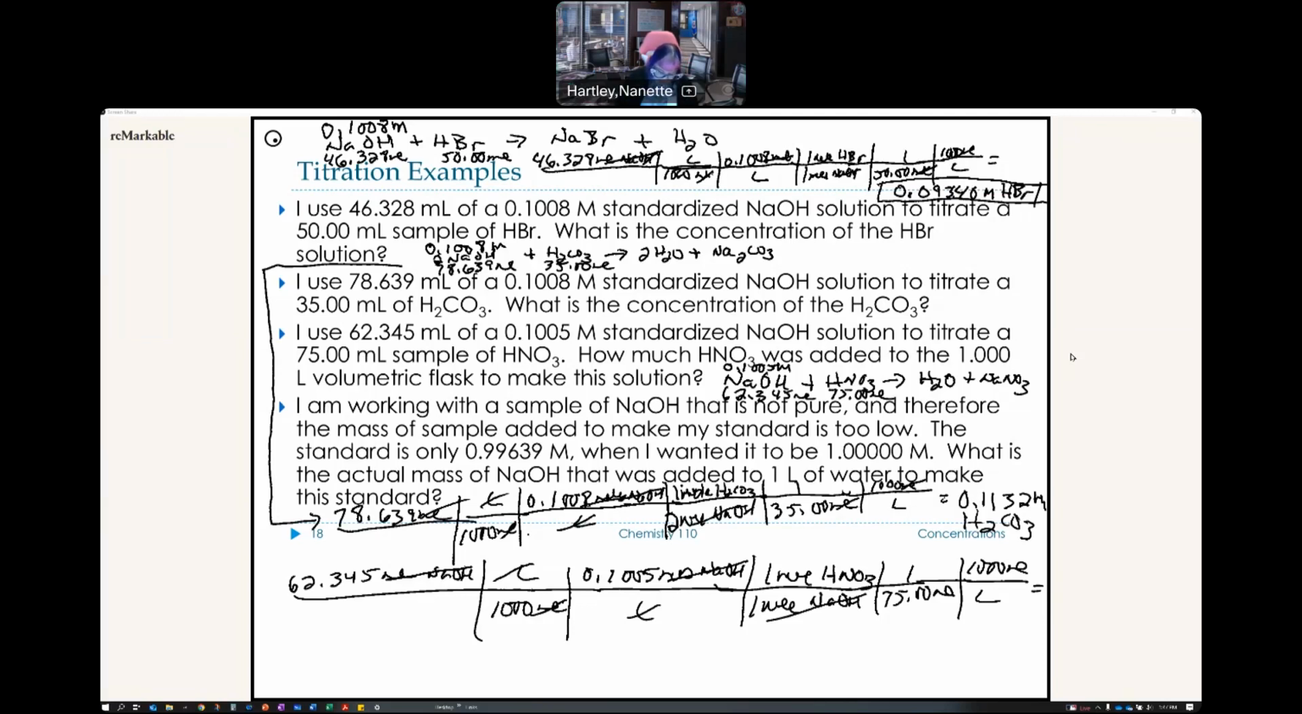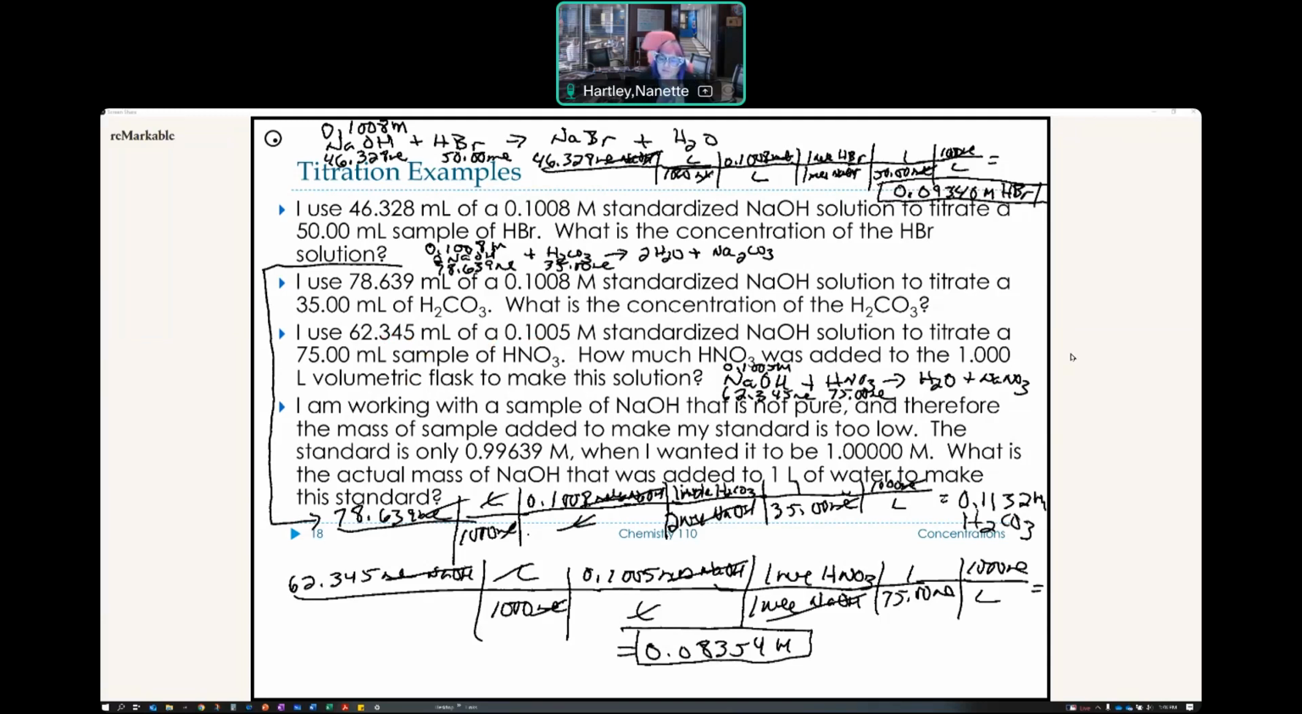62.345 divided by 1,000 times 0.1005 divided by 75 times 1,000, and I end up with 0.08354 mole. And I've left this as 4 sig figs, looking at the numbers that I have. I have 5 there, but all my other numbers are 4 sig figs, so I'm leaving it as 4 sig figs. So that is the correct number of sig figs on this, and I would report that.